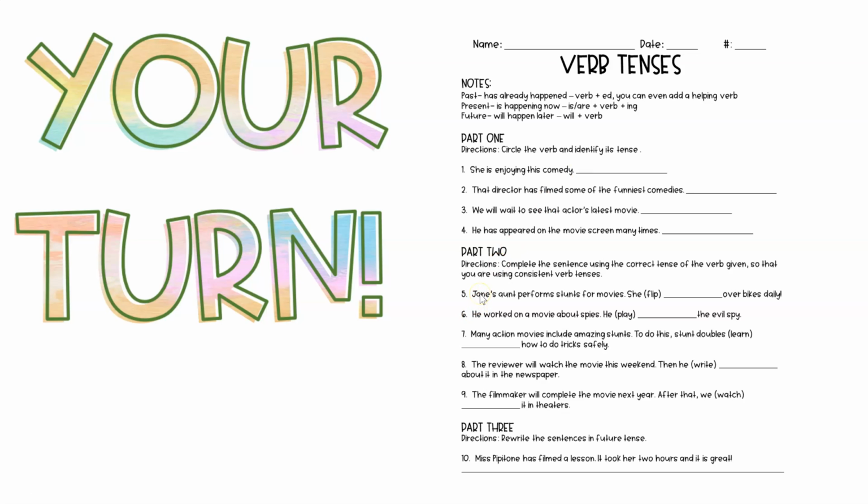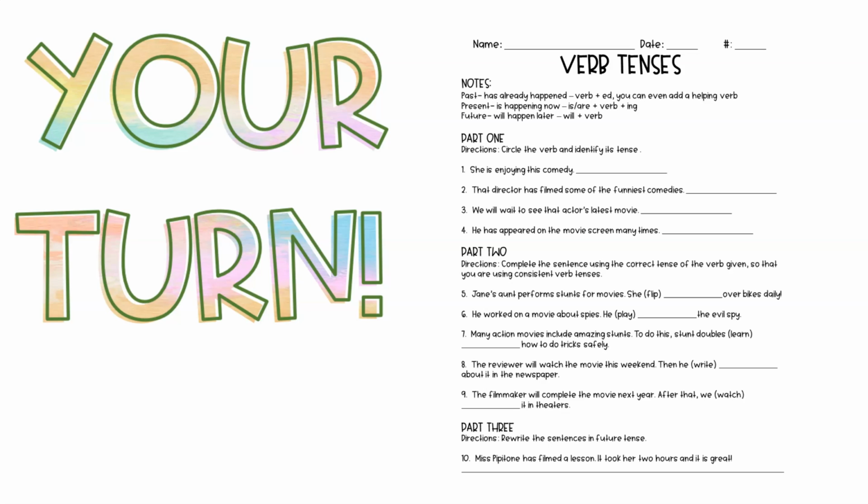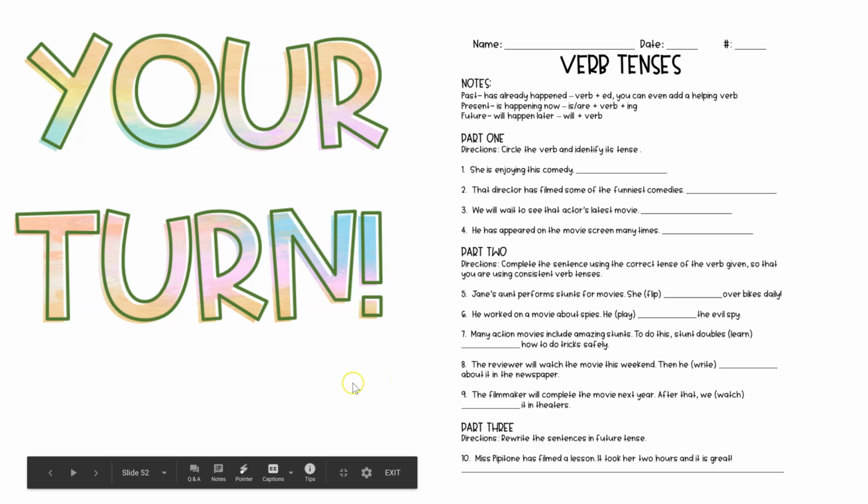For 5 through 9, you will complete the sentence using the correct verb tense of the verb given so that you are using consistent verb tenses. So you're going to want to identify the verb tense of the first verb used and then use the same verb tense for the verb in parentheses in the second part. Part 3, you're going to rewrite the sentence in future tense. So you're going to have to change both verbs to reflect the future tense. Go ahead and show what you know.